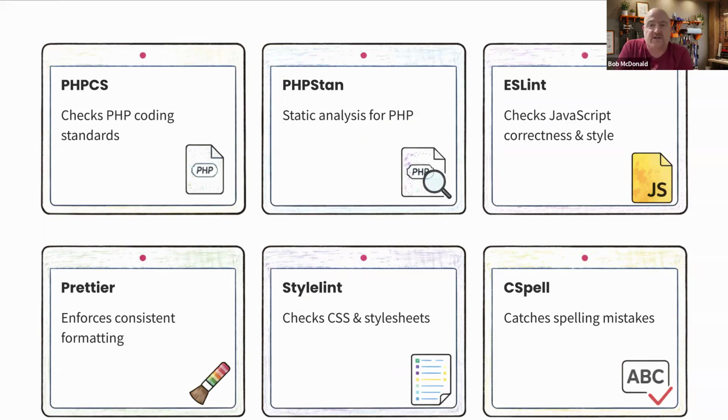PHPStan does static analysis for PHP, analyzing code to find bugs and logical issues. ESLint checks JavaScript correctness and style. Prettier enforces consistent formatting for JavaScript, YAML, and CSS and Sass. Stylelint checks CSS and related style sheets. And CSpell catches spelling mistakes in your comments, strings, and identifiers.